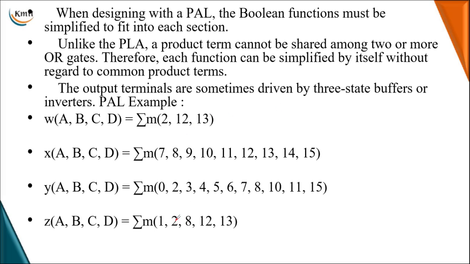I have 4 functions here with the 4 variables A, B, C, D. Before we implement these functions, we need to minimize the Boolean functions using the K-map method. After obtaining the minimal expression in sum of product form, based on those product terms, we have to draw the PAL table. Now let me first minimize your functions. Thereafter, we will move to your PAL table.